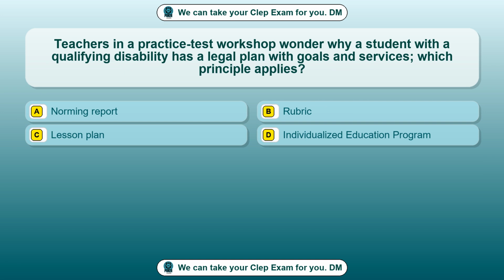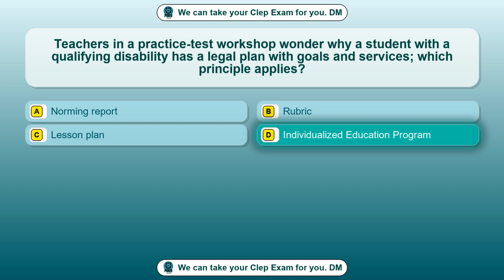Question 62. Teachers in a practice test workshop wonder why a student with a qualifying disability has a legal plan with goals and services. Which principle applies? Option A, norming report. Option B, rubric. Option C, lesson plan. Option D, individualized education program. The correct answer is option D.